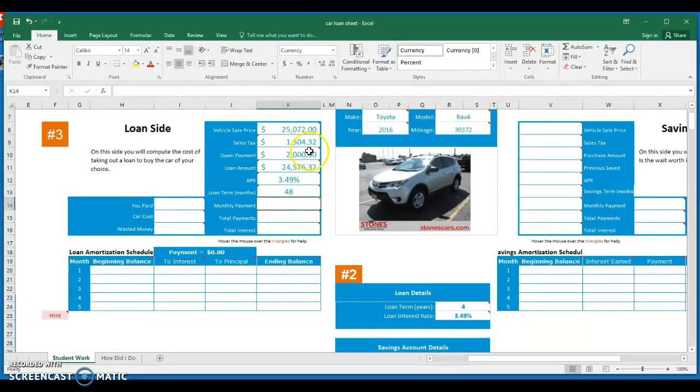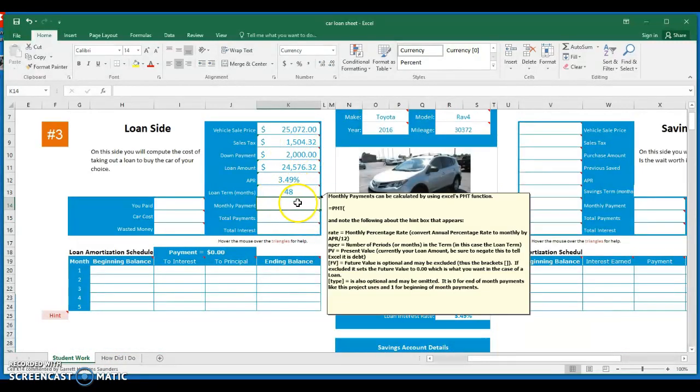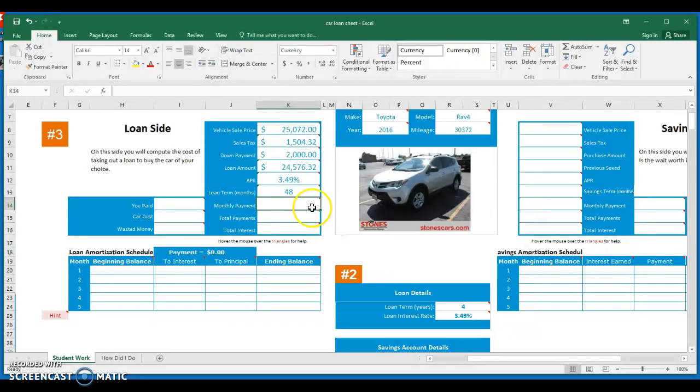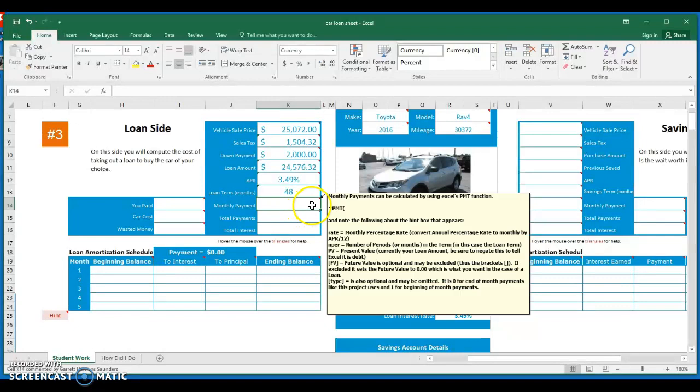So I've gone through and done a little bit more. I'm going to walk you through the payment function in Excel. It's pretty easy to follow along with the comments right here. If your student has already seen that, maybe point that out to them. But I'll walk you through it real fast.